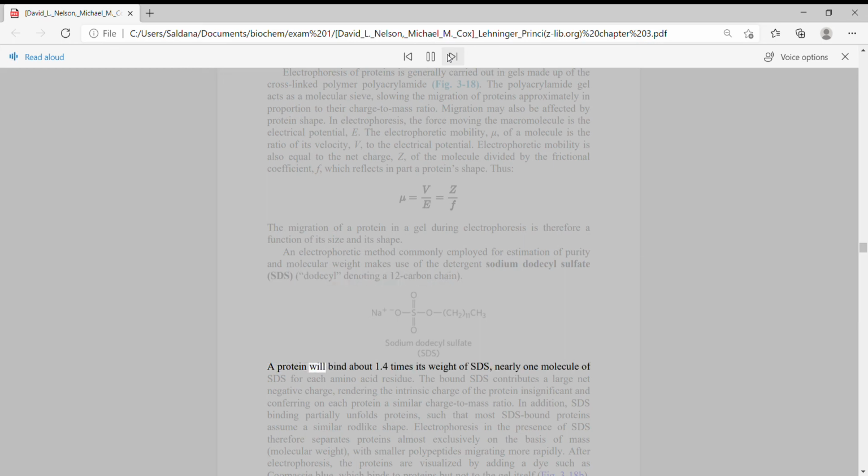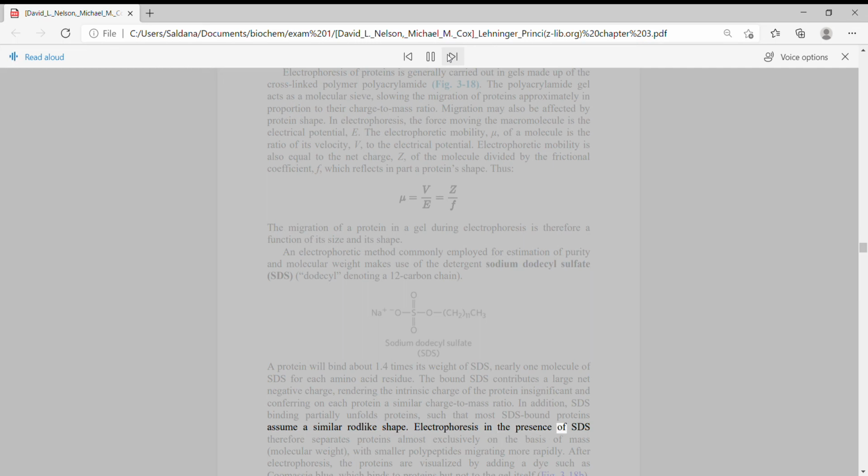A protein will bind about 1.4 times its weight of SDS, nearly 1 molecule of SDS for each amino acid residue. The bound SDS contributes a large net negative charge, rendering the intrinsic charge of the protein insignificant and conferring on each protein a similar charge-to-mass ratio. In addition, SDS binding partially unfolds proteins, such that most SDS-bound proteins assume a similar rod-like shape.